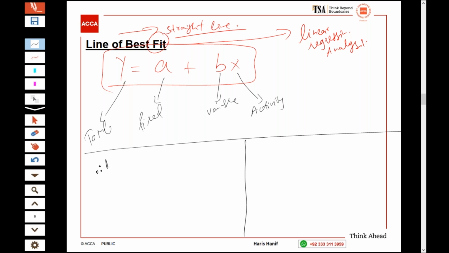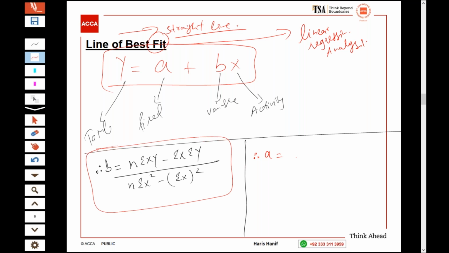First of all, you need to calculate b. b is calculated as n, where n means number of pairs of data, summation of xy minus summation of x summation of y, divided by n summation of x square minus summation of x the whole square. And then you will be calculating a. How will a be calculated? a is calculated as summation of y upon n minus b summation of x upon n.